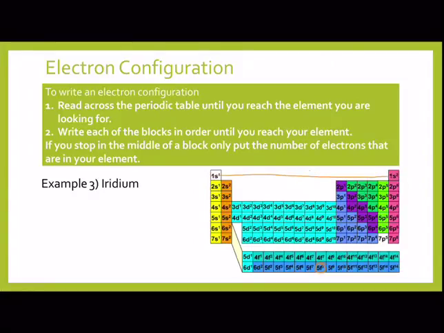Iridium, this is a very long electron configuration. So we start at the top: 1s2, 2s2, 2p6, 3s2, 3p6, 4s2, 3d10, 4p6, 5s2.